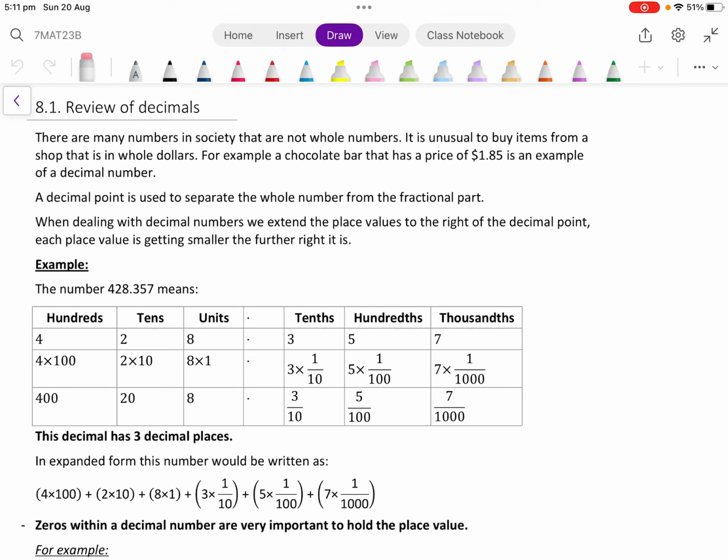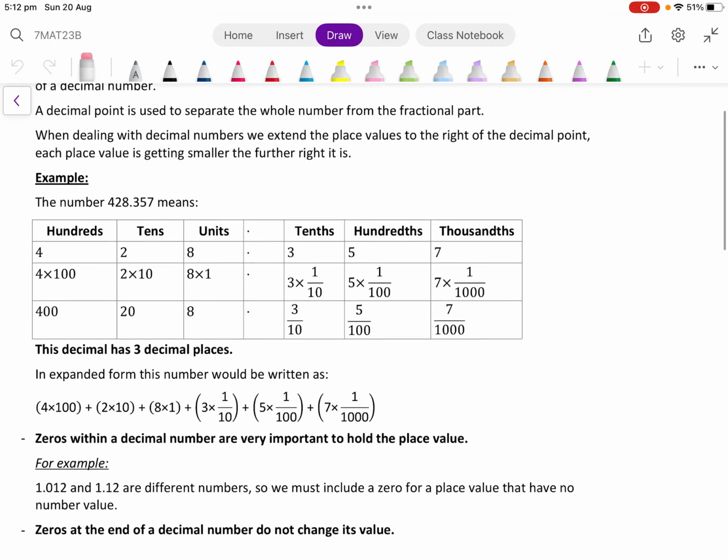Now we can write this in many different ways. This number has 3 decimal places. In expanded form, which we have looked at in term 1, this number would be written as 4 lots of 100 plus 2 lots of 10 plus 8 lots of 1 plus 3 lots of 1 over 10 plus 5 lots of 1 over 100 plus 7 lots of 1 over 1,000.